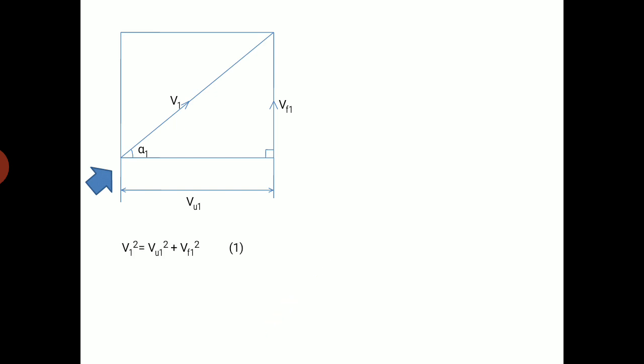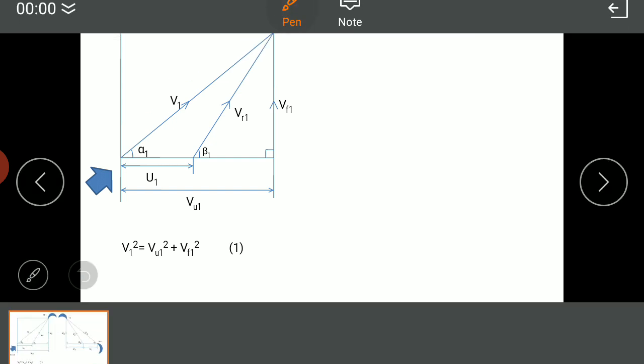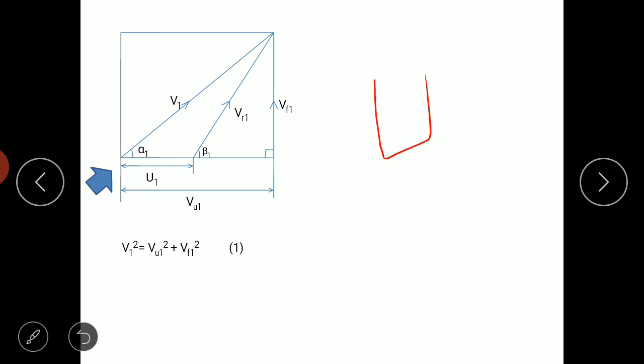Okay, as it starts rotating, you can see here, v1 square is equal to vu1 square plus vf1 square. It is a right angle triangle. Now as it strikes the blade, I told you the wheel starts rotating with velocity u1. So that is shown here.